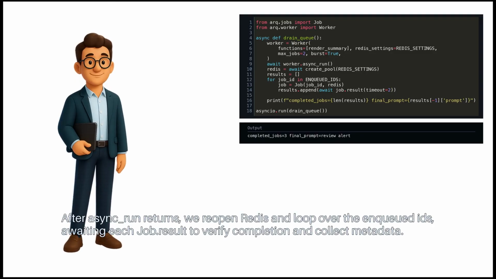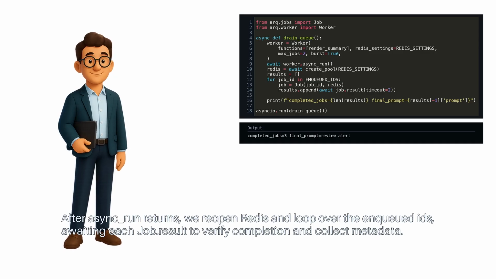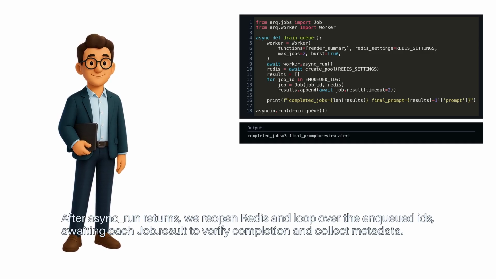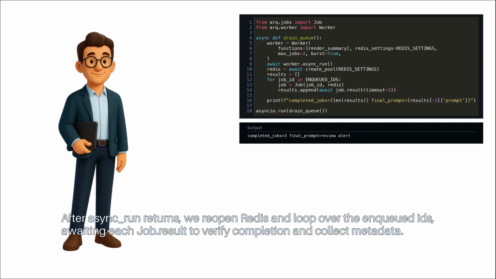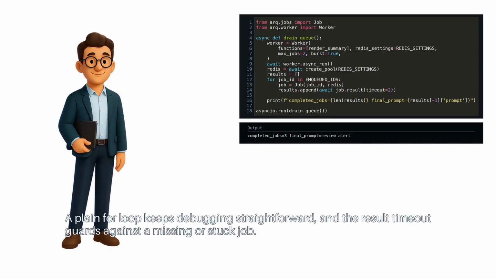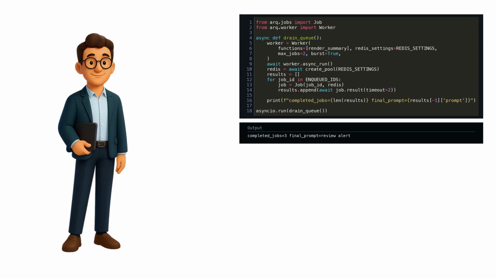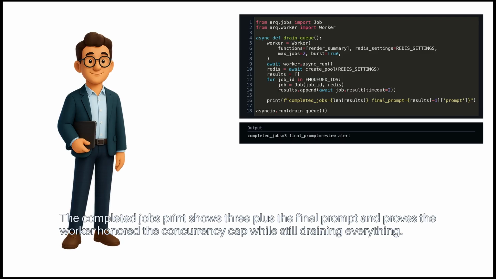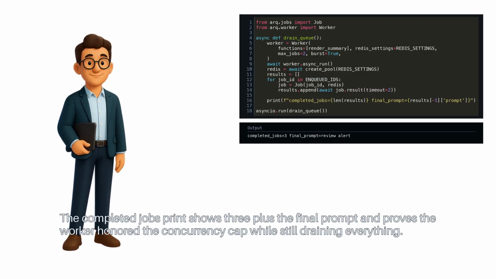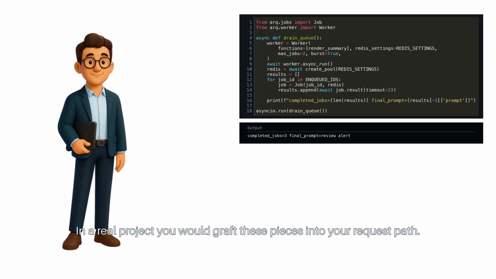After async run returns, we reopen Redis and loop over the enqueued IDs, awaiting each job result to verify completion and collect metadata. A plain for loop keeps debugging straightforward, and the result timeout guards against a missing or stuck job. The completed jobs print shows 3 plus the final prompt, and proves the worker honored the concurrency cap while still draining everything.